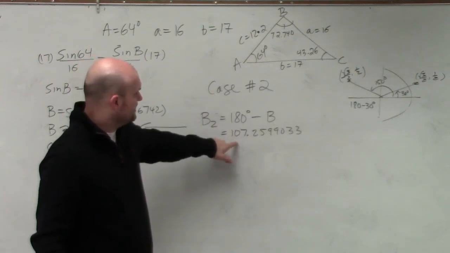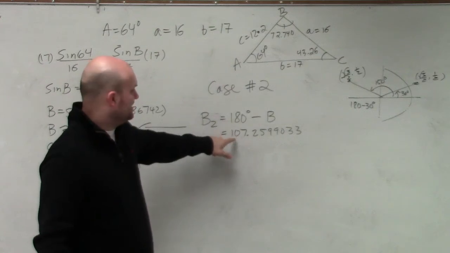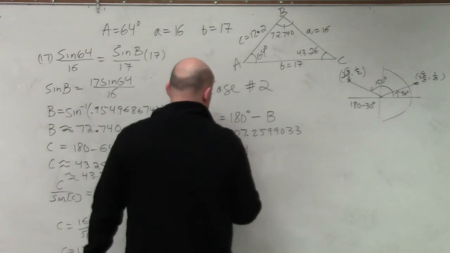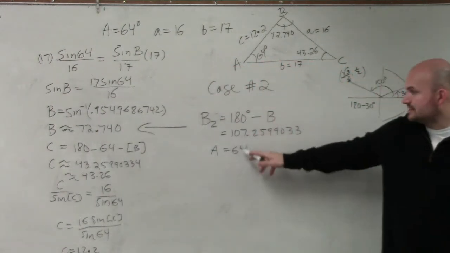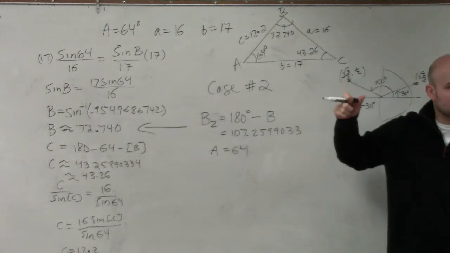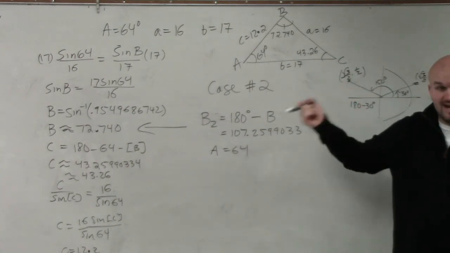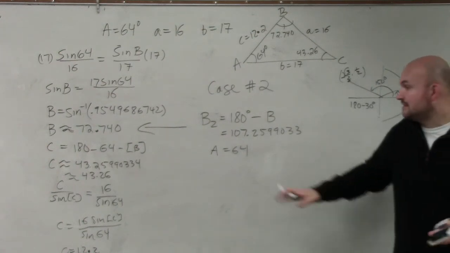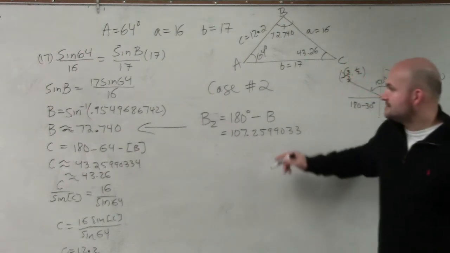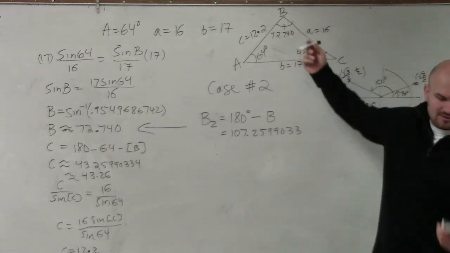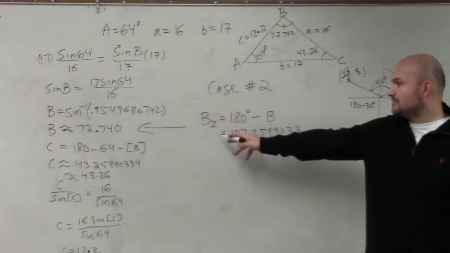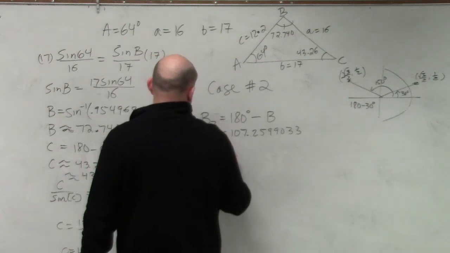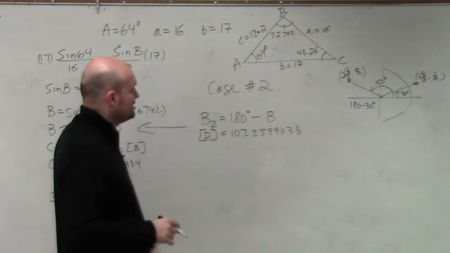Now, if you look at this, is it possible for B to also be 107? Well, if A is 64, could I add 64 and B and still have enough room for another angle C? Yeah, there's more room, right? So there are two cases, two possible triangles we could have. So now we have to store this as our new B. I don't have room for a B2, so I'm going to store this as D. Okay, so B2 is now my new D.